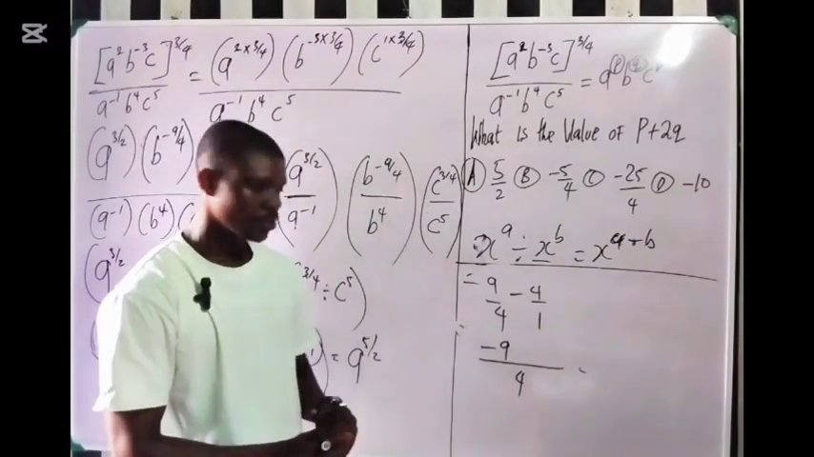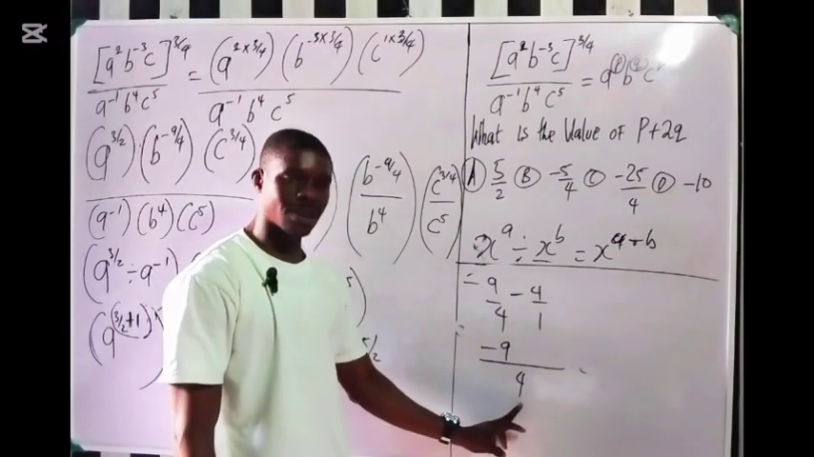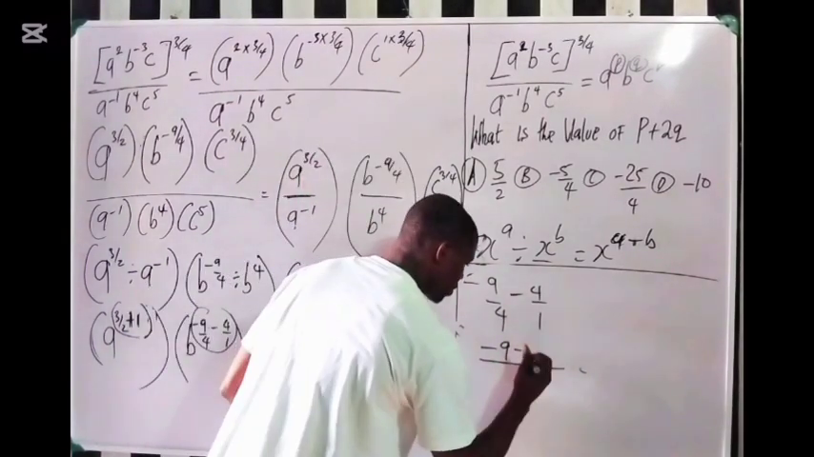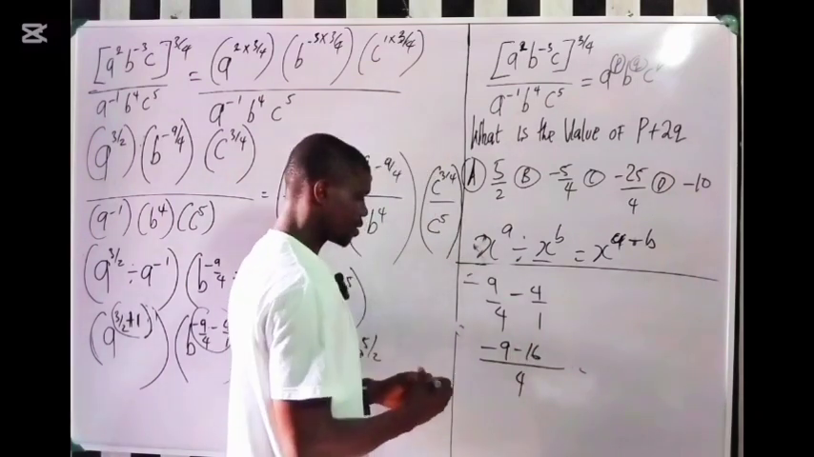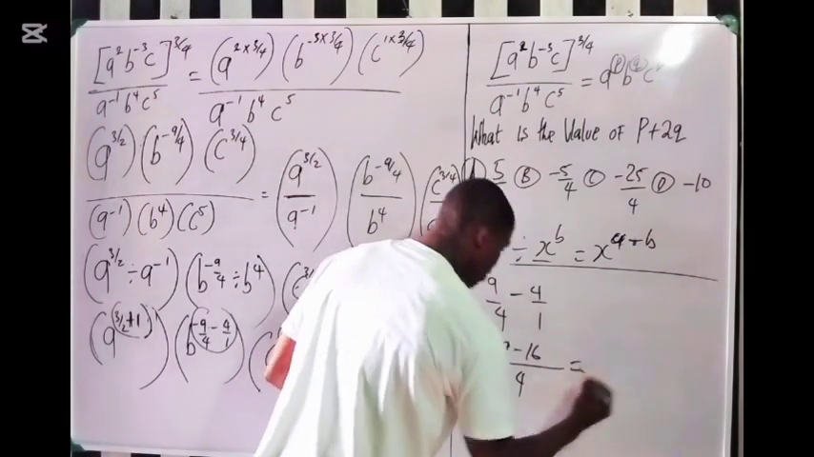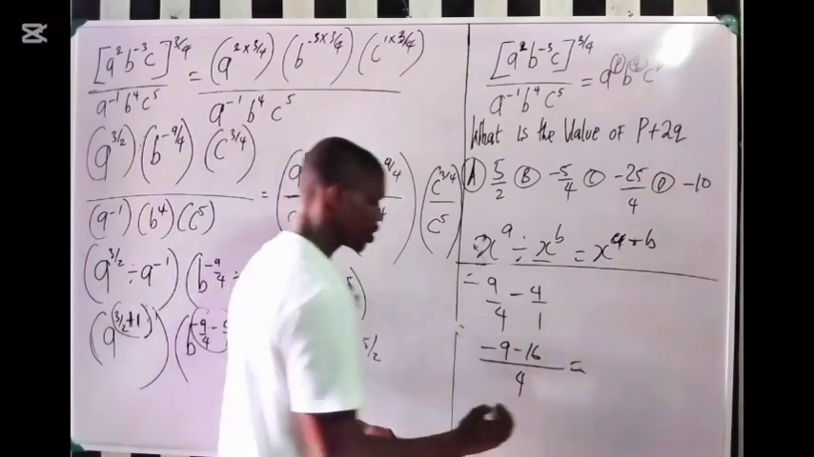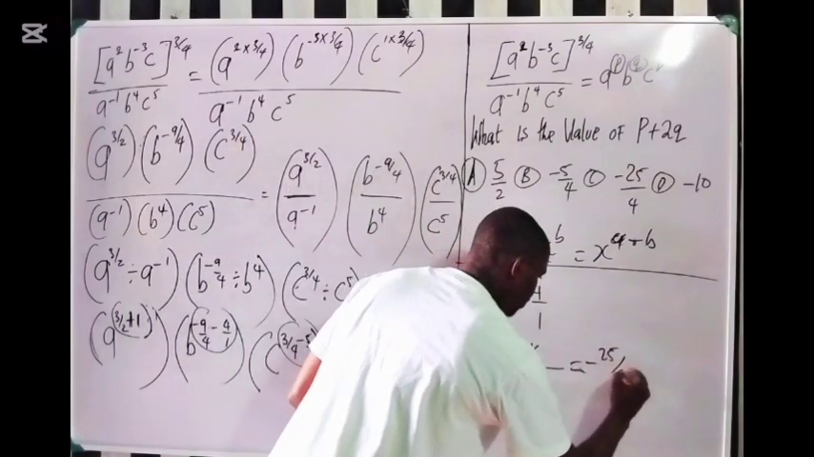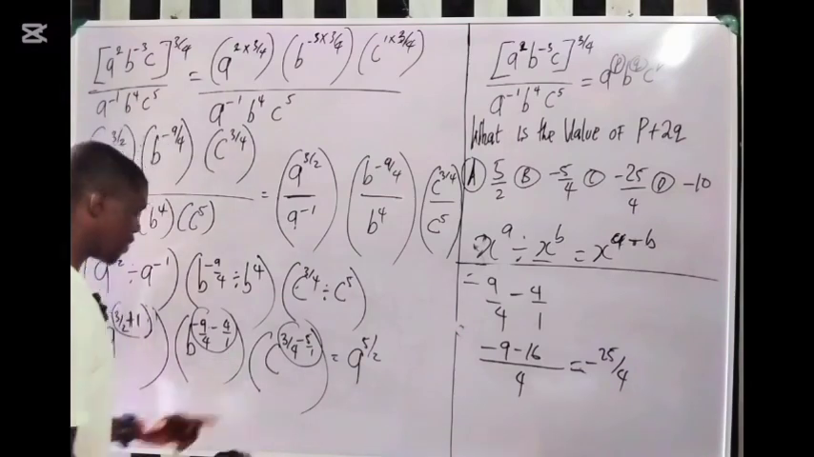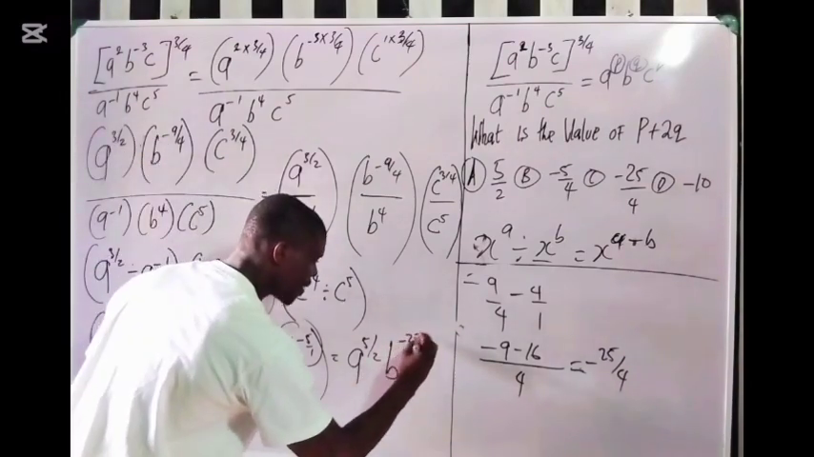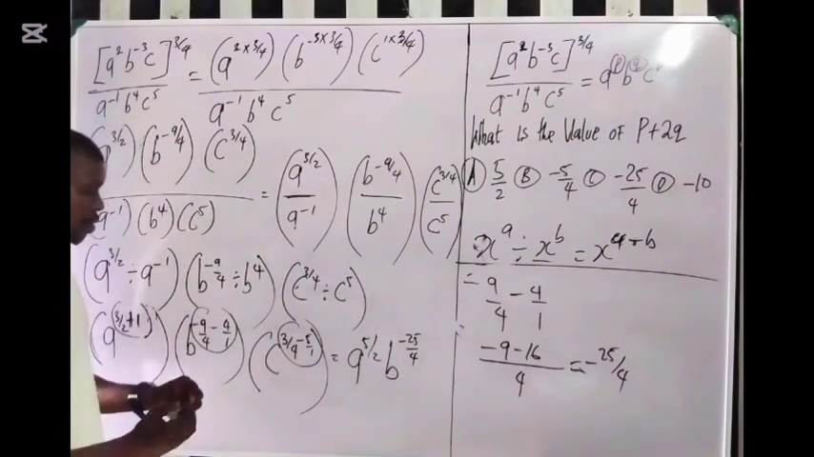1 going into 4 is 4. 4 times 4 is 16. So you have minus 9 minus 16, which is minus 25. So we have minus 25 over 4. So if you look at it very well, my B is minus 25 over 4.